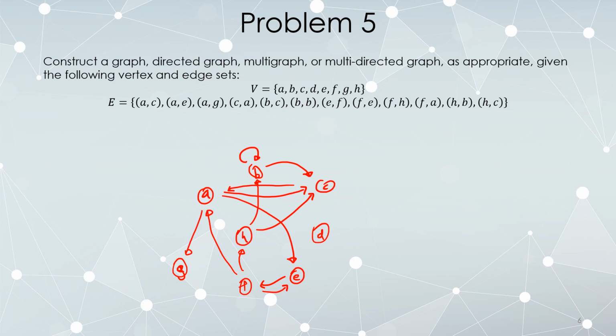Notice that vertex D is hanging off by itself. It's not connected to anything. This isn't a connected graph. This vertex is in the vertex list, but there are no edges involving it, so D is just a little isolated point. Okay, that's all there was to this.